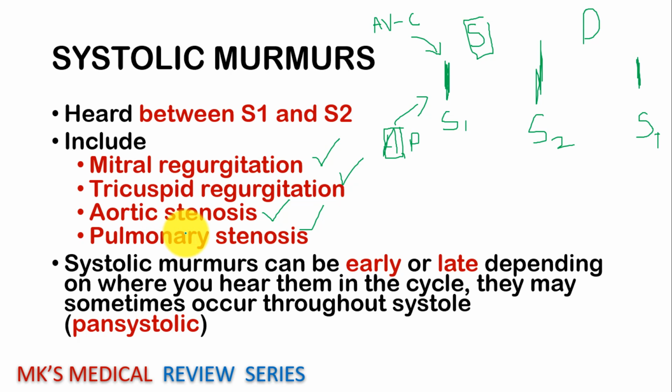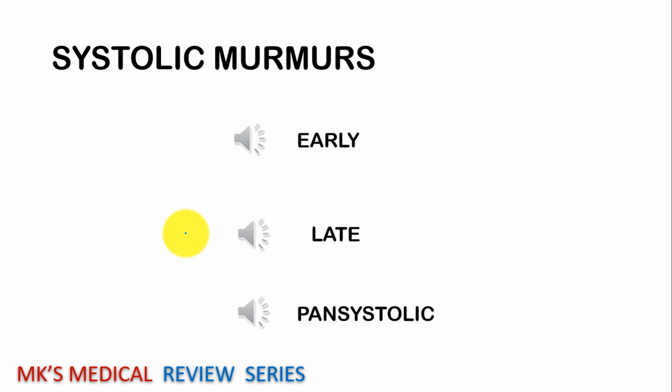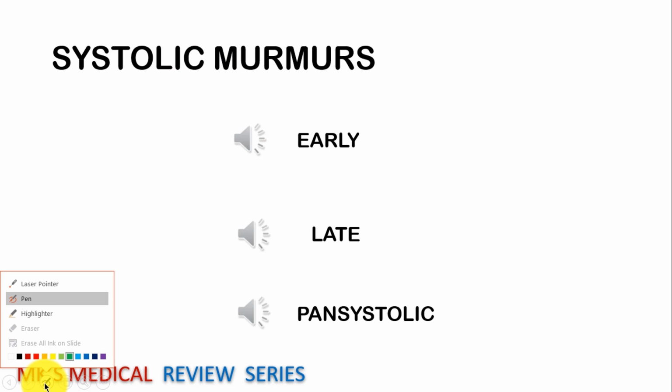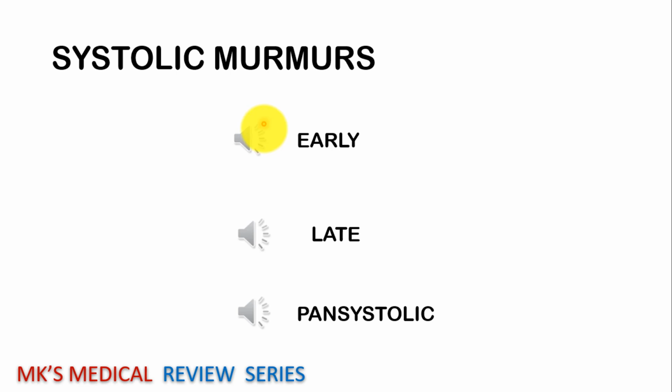The systolic murmur could be early, late, or mid-systolic, depending on where you hear it in the cardiac cycle, and it may sometimes happen throughout the systolic phase, which you refer to as a pansystolic murmur. So we'll start with, first of all, the differences between your early systolic murmur, your late systolic murmur, and your pansystolic murmur. So this is an early systolic murmur.